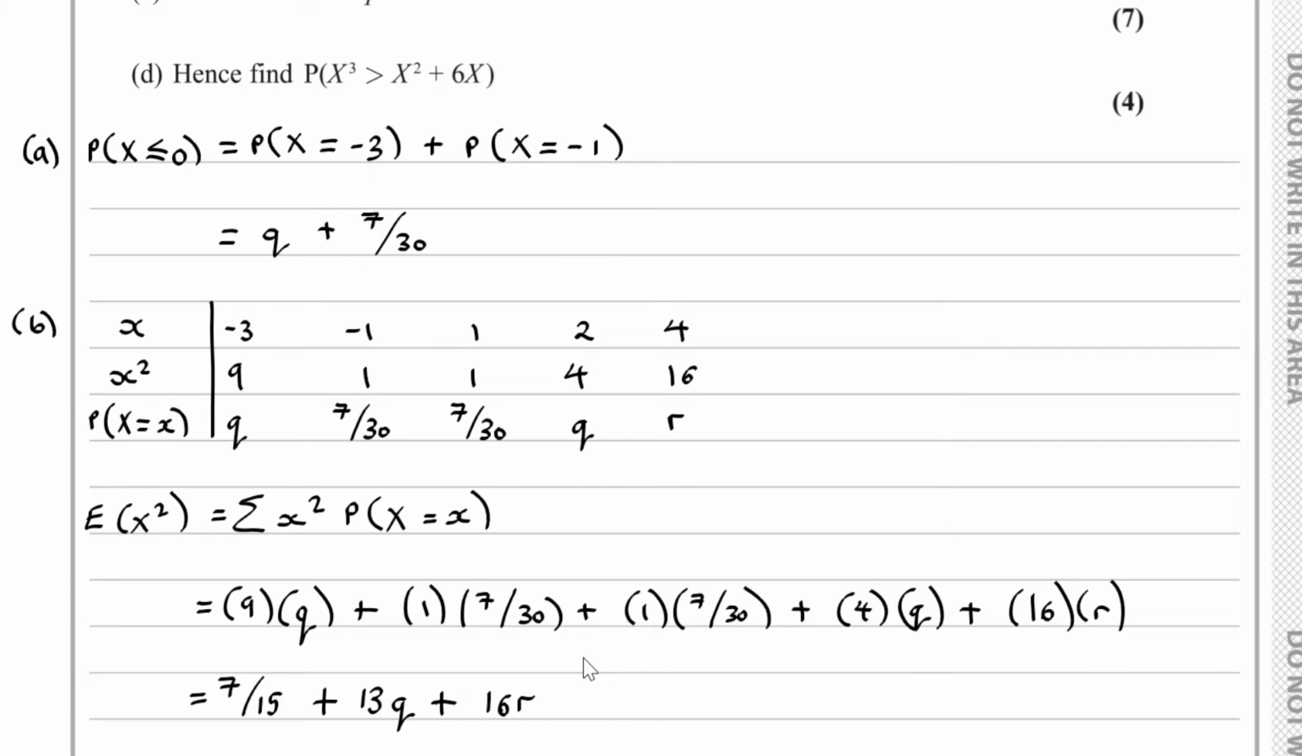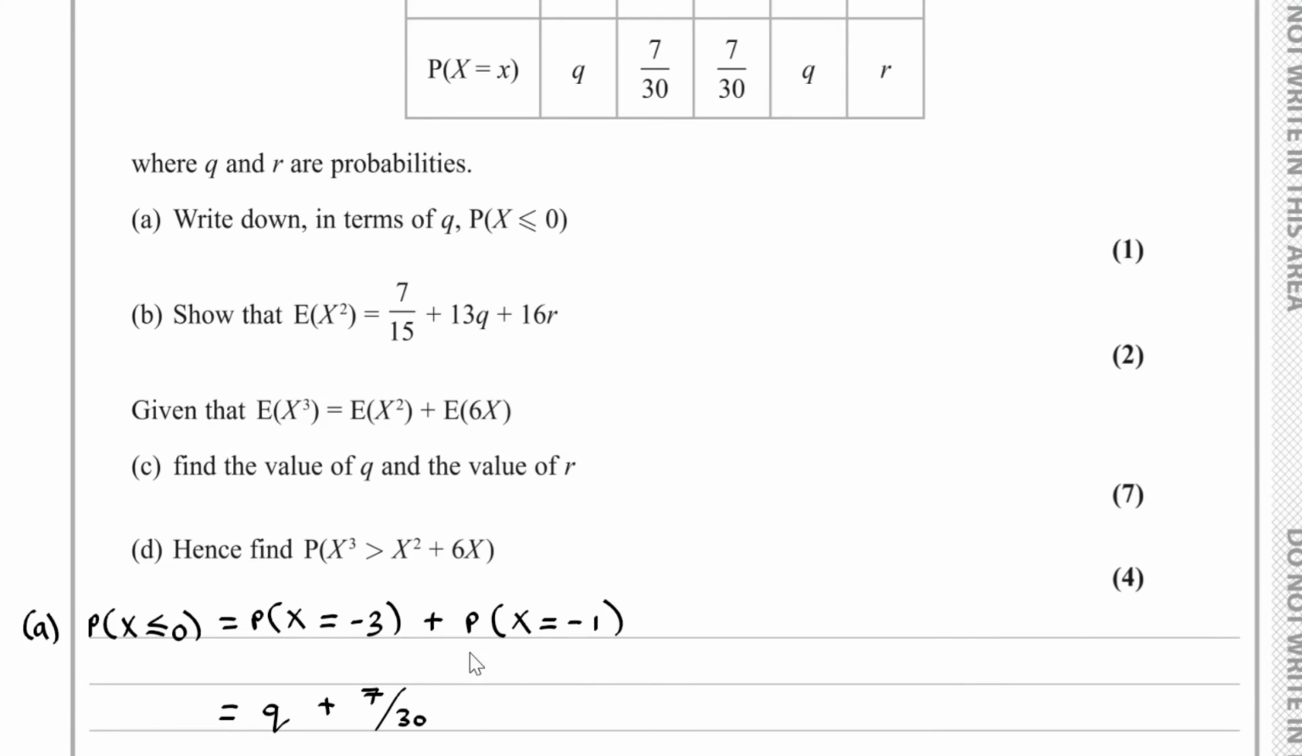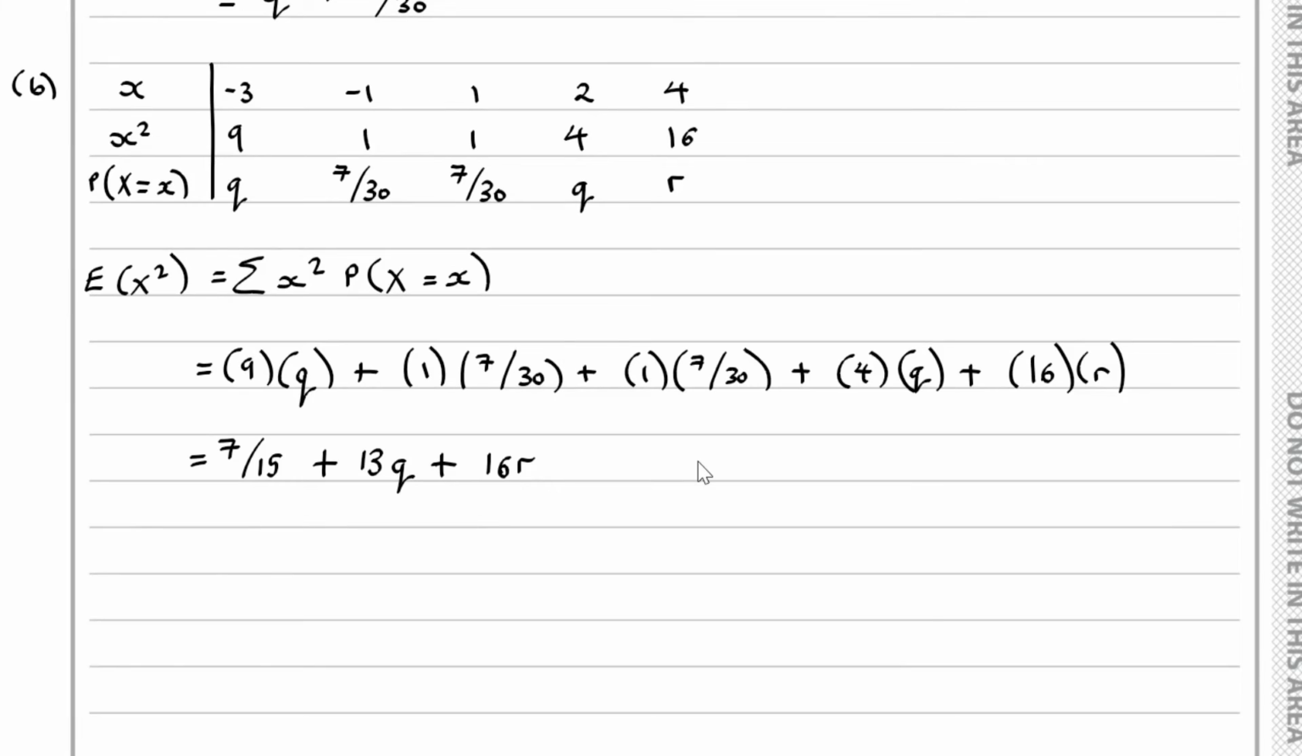Okay, so that's what we wanted to show. And now for part C, given that the expected value of x cubed is equal to the expected value of x squared plus 6, the expected value of 6x, we have to find the value of q and the value of r. Okay, so first of all, you can hopefully recognize that probability adds up to 1.